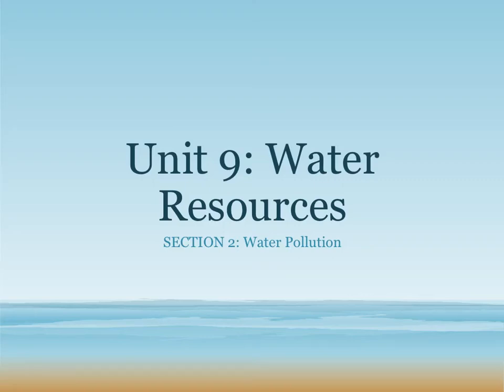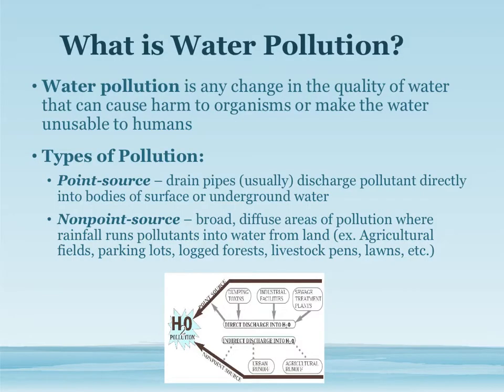Hey guys, no unit on water is complete without talking about the pollution that we put in it. So by definition, water pollution is any change that changes the quality of the water, so makes it either possible to harm organisms or makes it unusable to humans.